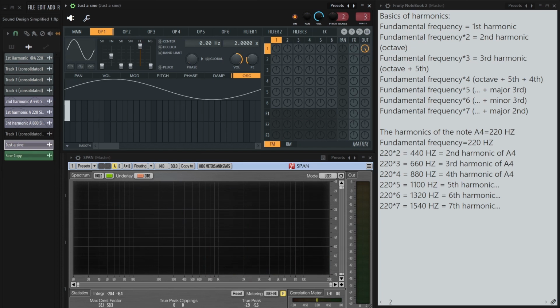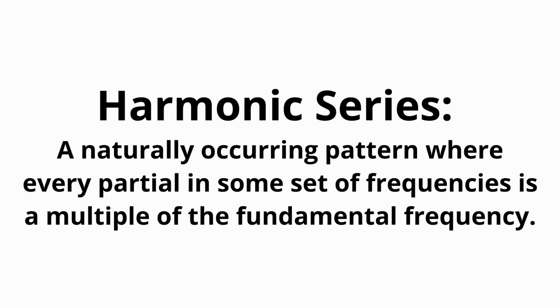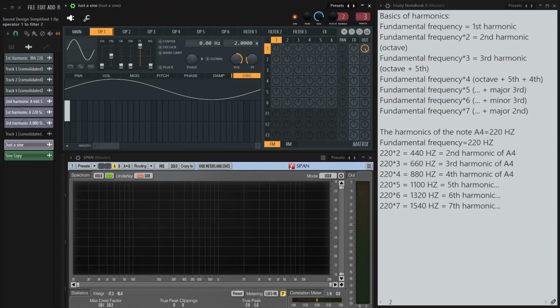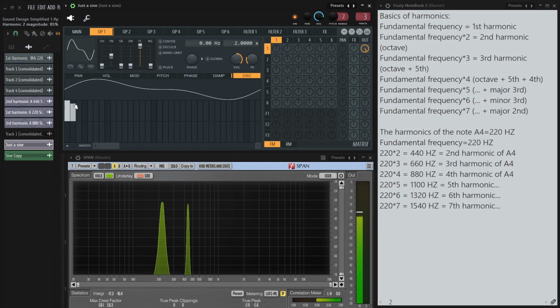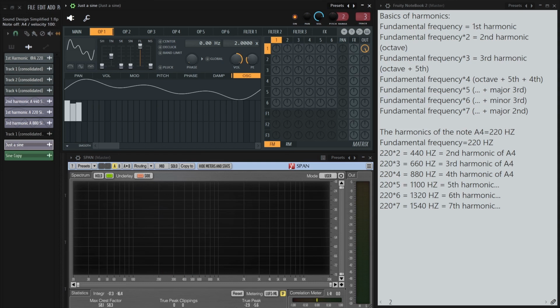So all this talk about harmonics and partials brings us to the harmonic series. The harmonic series is a naturally occurring pattern where every partial in that set of frequencies is a multiple of the fundamental frequency. So now let's go through the first 7 harmonics of A4, which is 220 Hz. There's our first harmonic. There's our second harmonic, which is just an octave. There's our third harmonic, which is a fifth past our octave.